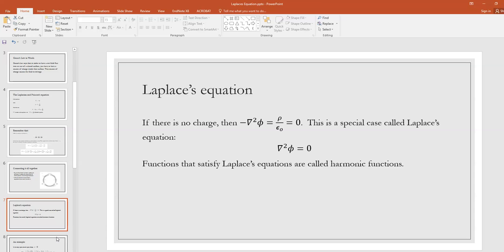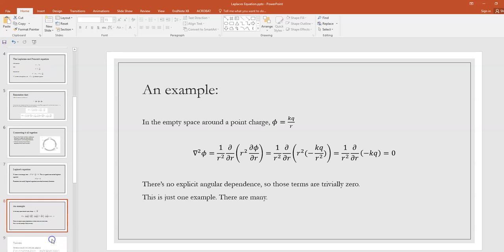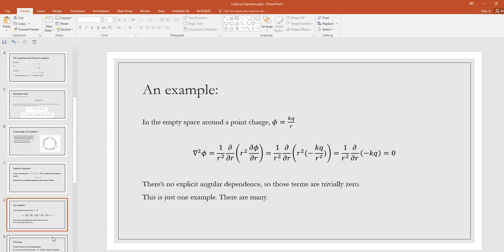Now, if you have functions that satisfy Laplace's equation, then those are called harmonic functions. And so they're solutions for empty space where the charge distribution is equal to 0. So I want to do an example problem here. Let's say that you have a point charge, plus Q, and it's establishing an electric field all around it. But you're not looking at the point charge itself, you're looking at some empty space near a point charge.